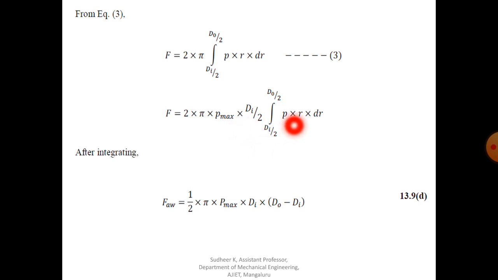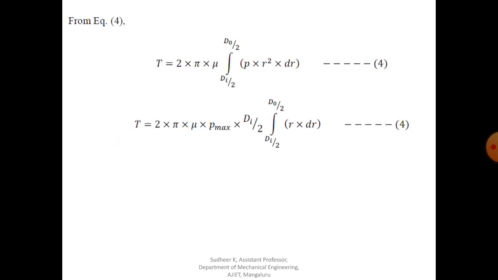So here I think a mistake is there, so only dr. P R is constant, we have to neglect this one because we already took it outside. Here 1 into dr. So now after integrating, FAW is equal to 1 by 2 into pi into P max into di into do minus di. So this expression is for the axial force using the uniform wear theory. You can find this expression in your data book at 13.9d.